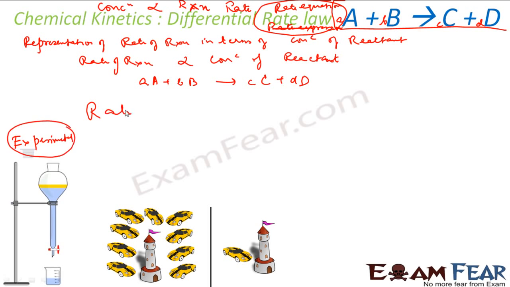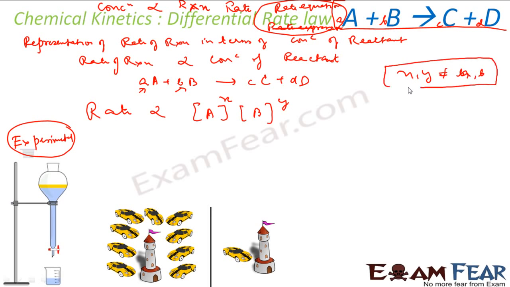Experimentally it is seen that the rate is proportional to reactants A and B, but instead of to the power A or B, it is to the power X or Y. This X and Y are experimental values. They may be equal to A and B, may not be equal to A and B, right? X and Y are not always equal to A and B. Sometimes they are, and they are experimental values.